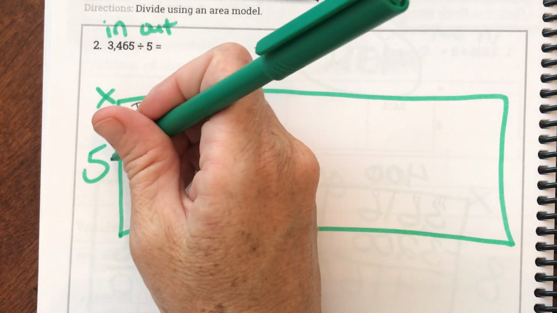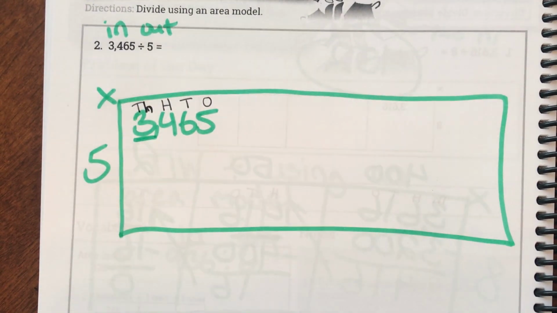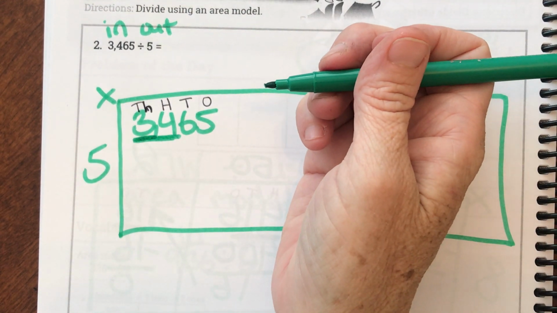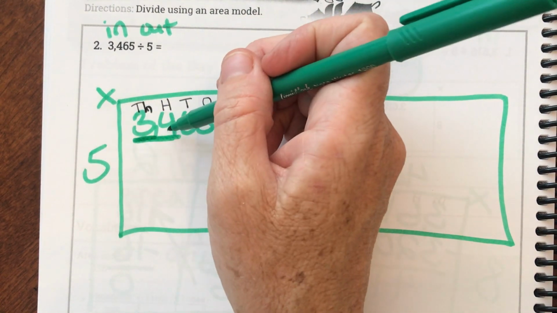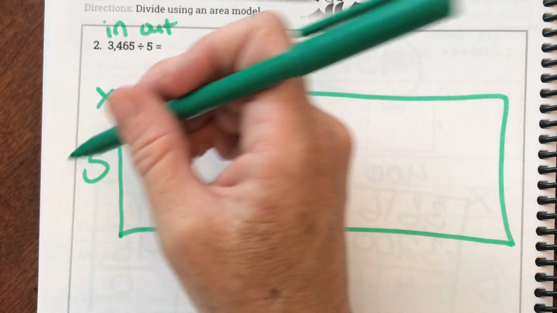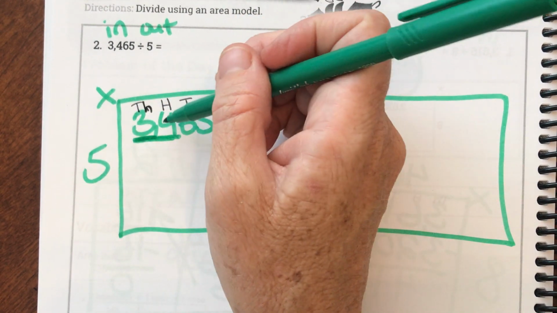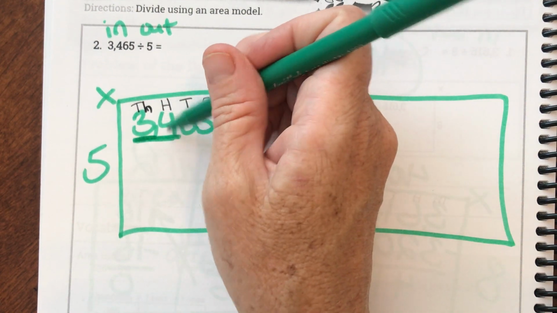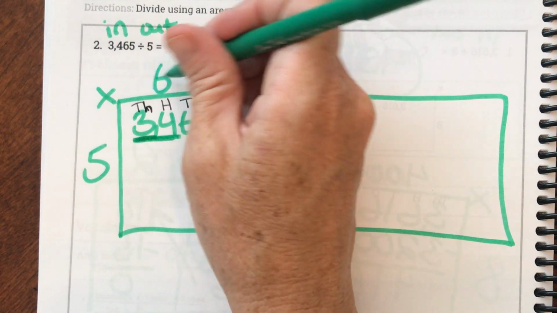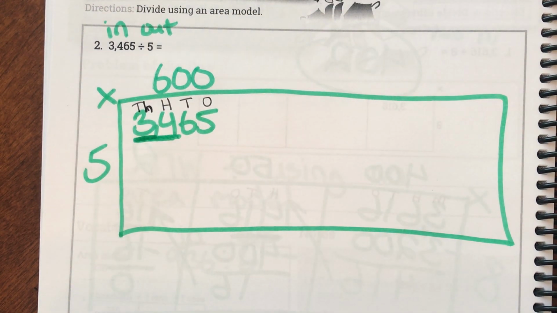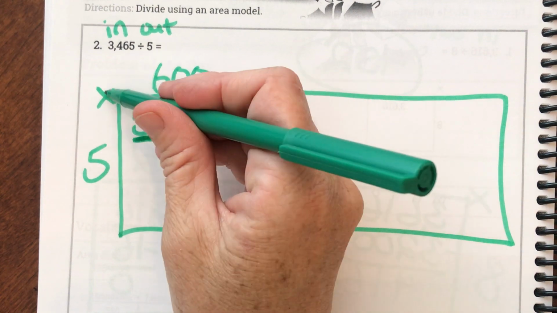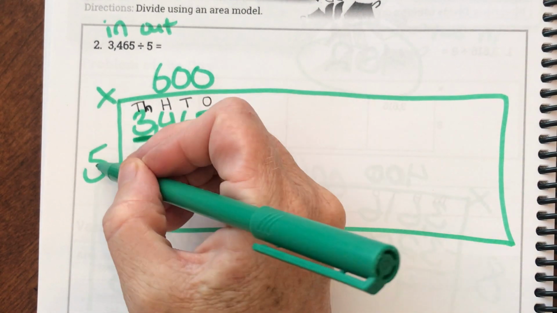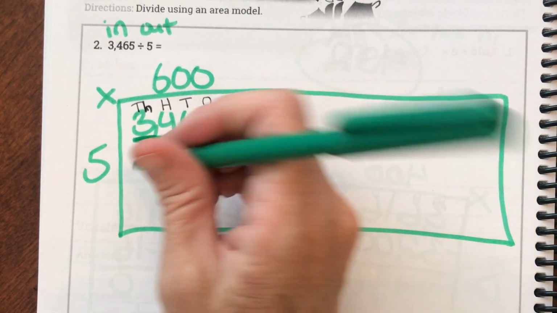Okay, can 5 fit into 3? Nope, not at all. Can 5 fit into 34? How many times? Well, 5 times 6 is 30, but 5 times 7 is 35. That would be too much, so it must be 6. But what column are we in, or what place value? We're in the hundreds. So it's not 6, it's 600. Okay, 600 times 5 is 3,000. And I know that because 6 times 5 is 30, and then there's 2 extra zeros.